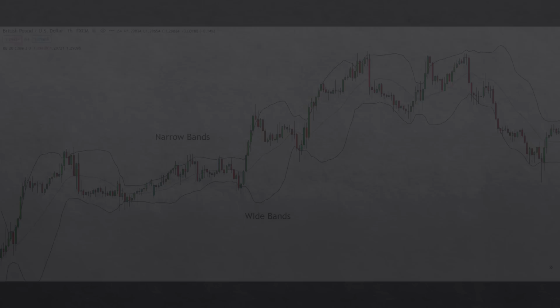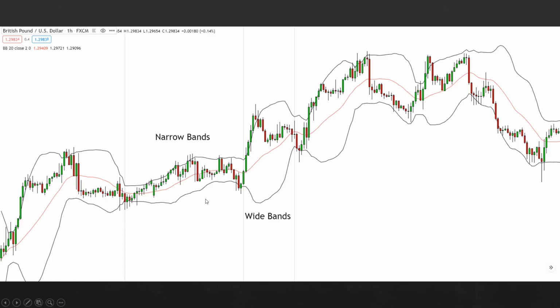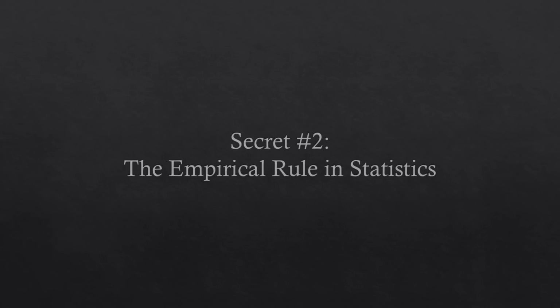In this chart, we can see a good example of how narrow and wide bands reflect the market volatility. On the left, the narrow bands reflected a rather calm market. After a while, price exploded to the upside, and that made the Bollinger Bands expand also. Notice that there is some lag in the way they expand since Bollinger Bands are built using moving averages and moving standard deviations. Secret number 2. The empirical rule in statistics.